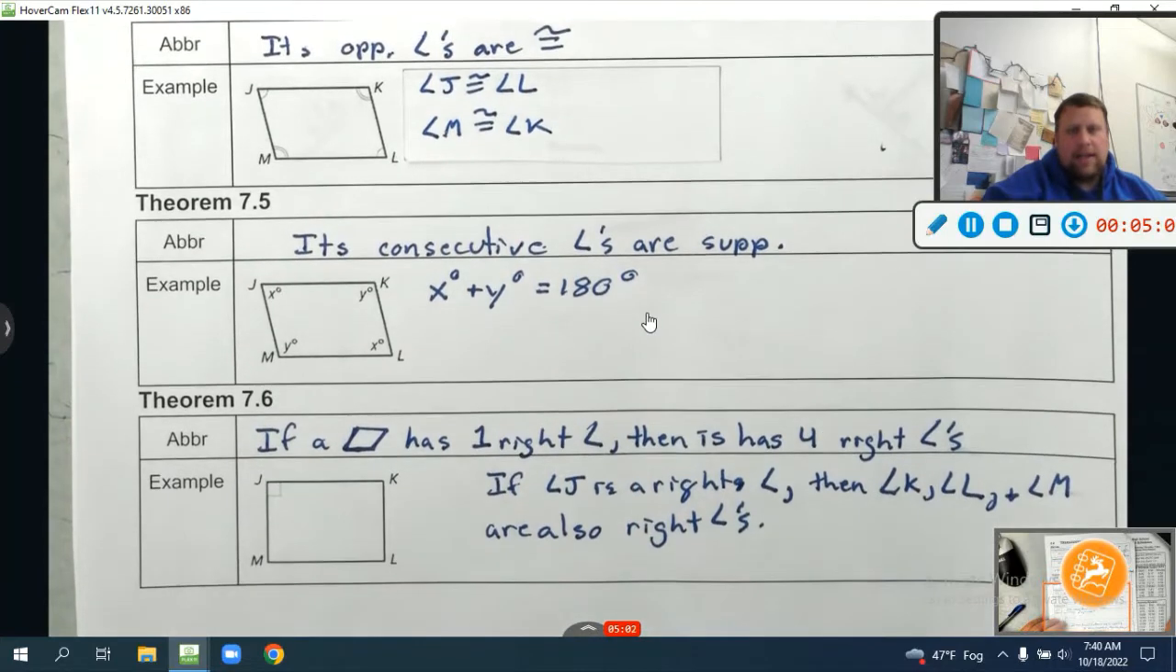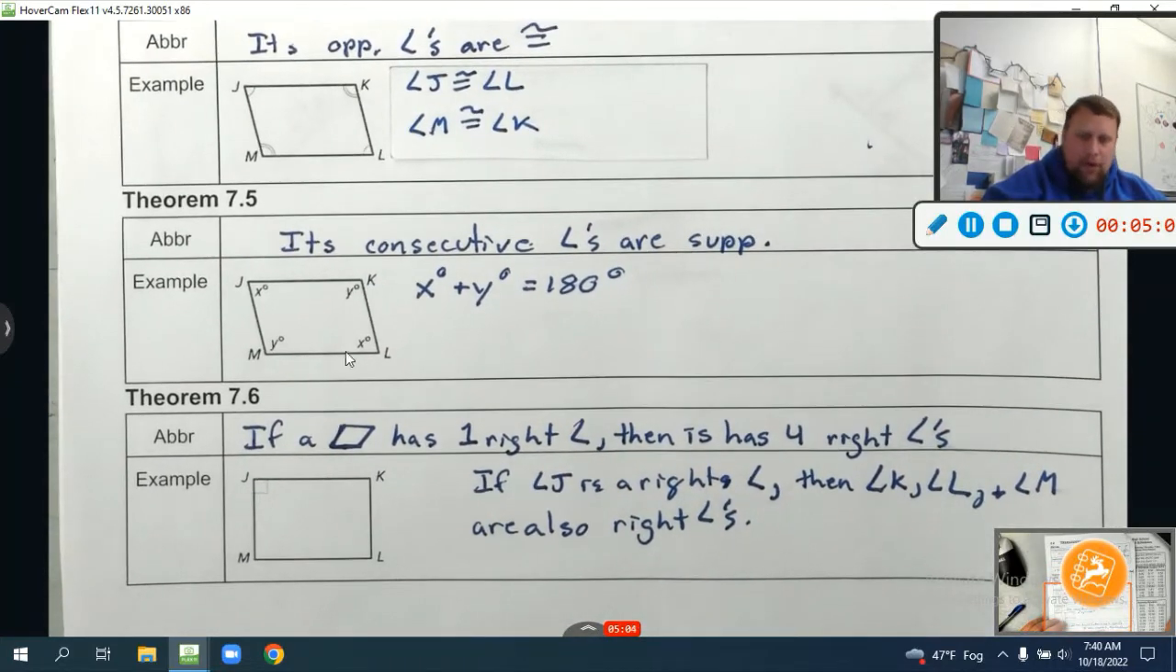And last but not least, again, you guys, you have the power of pause. So if I move past your writing, pause it, whatever you need to do.